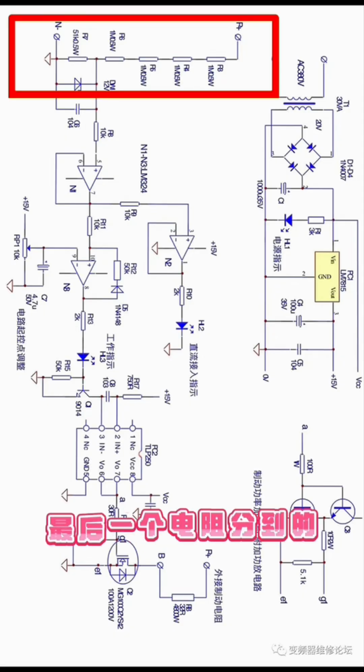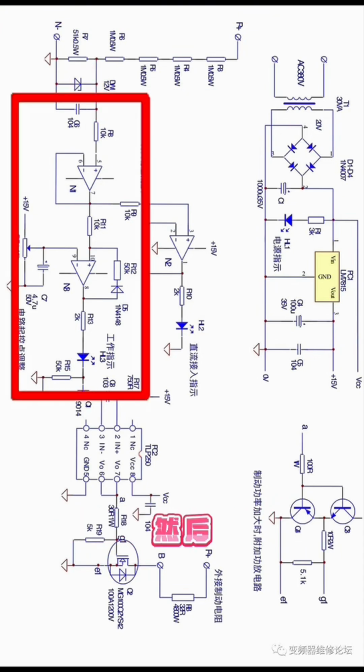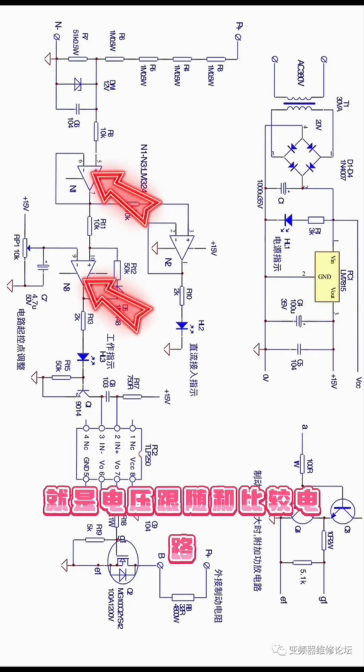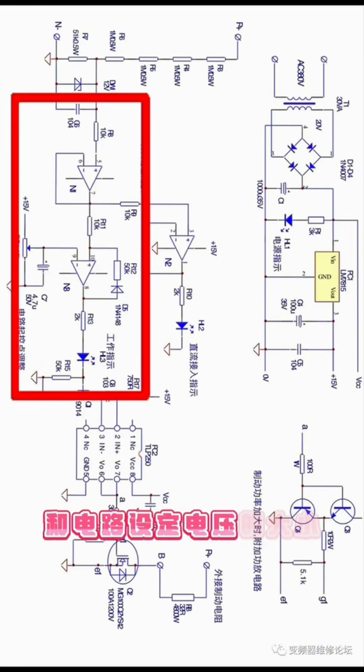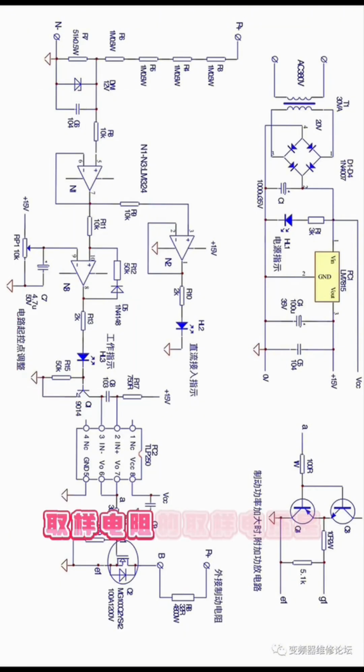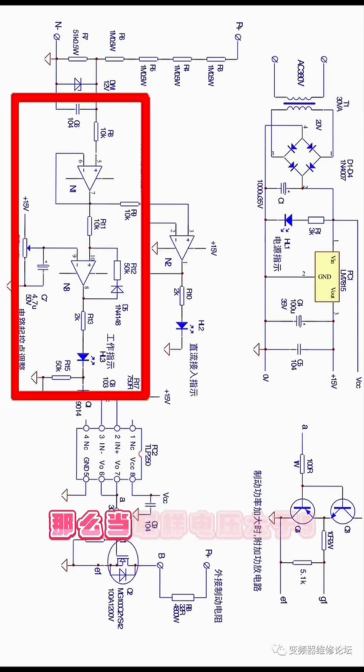The top is the motor line voltage. The principle is to use resistance to divide the voltage. The final divided voltage reflects the change in the motor line voltage. Then there's the comparator circuit. Its function is to compare the voltages. For example, when the motor line voltage is 320 volts, the divided voltage is 5 volts. Now, I've adjusted the reference voltage of the circuit to 5 volts.